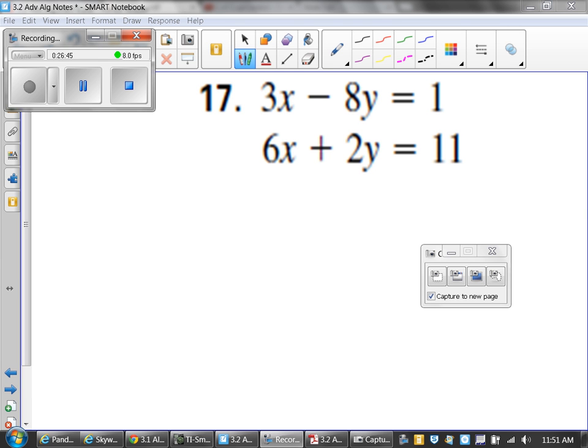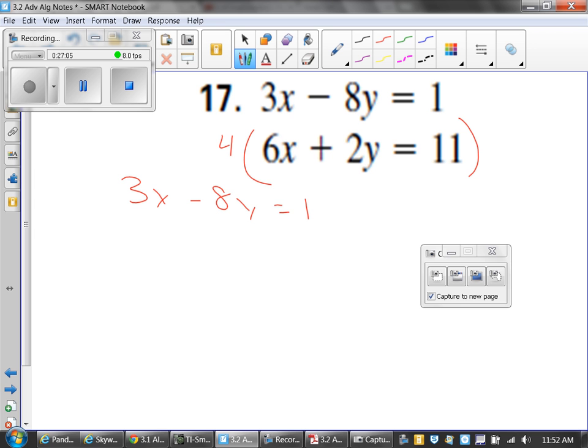Once again, in this problem here, what I'm going to do is eliminate the y values. The reason why I'm eliminating y is because they have alternating signs. You can eliminate x if you want. Doesn't really make a difference which one you choose. I think it's easier to start with an alternating sign. Multiply the bottom one by 4. We have 3x minus 8y is 1. 24x plus 8y is 44.